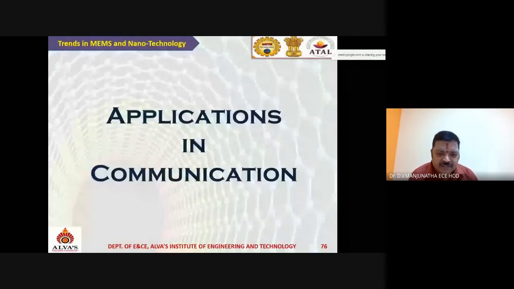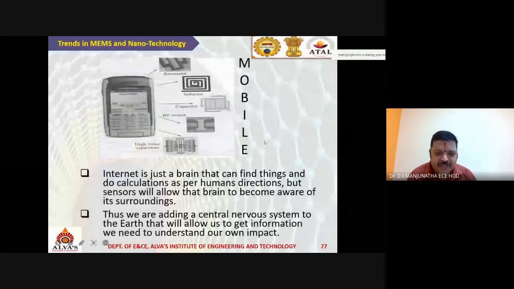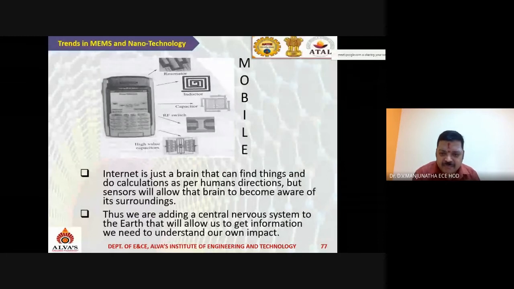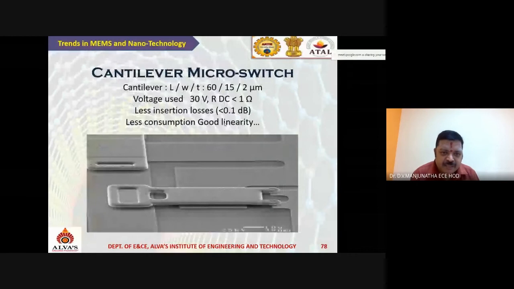So, applications in communication. Let us move on to mobile. You have seen that you are rotating the mobile. That is due to the gyroscope and accelerometers in the mobile. So there are a lot of applications of MEMS and nanotechnology. The cantilever micro switch is one of the applications. The micro resonator is another application.